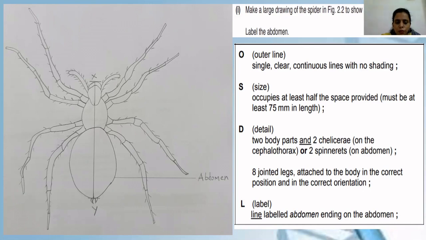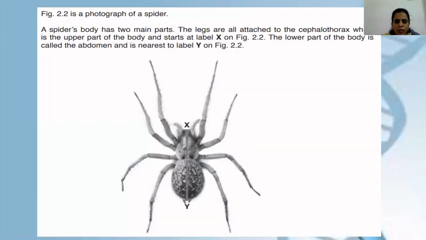So these 2 spinnerets or these 2 chelicerae should be visible in the diagram made by the person. If any one out of these 2 is there, the person will be awarded 1 more mark, right? You can see in the diagram that the 2 chelicerae are clearly visible, and at the lower part, the bottom of the abdomen, 2 spinnerets are visible, right?